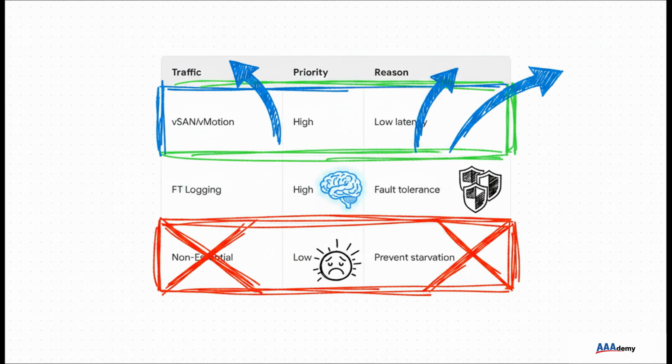When you break down how this priority works, it makes total sense. You absolutely have to give storage traffic, like vSAN and vMotion, high priority with high shares because they need low latency and high bandwidth. Conversely, you apply limits to the non-essential traffic. That prevents the starvation of your core services and keeps your business-critical systems online.